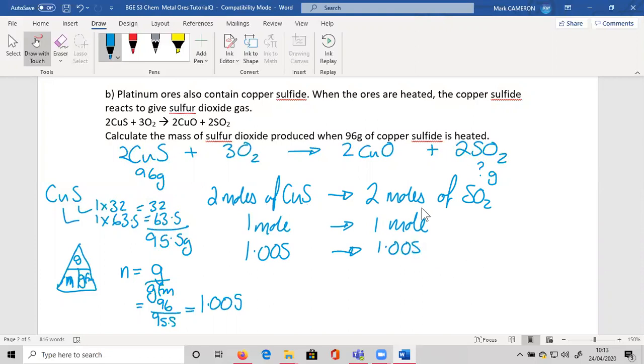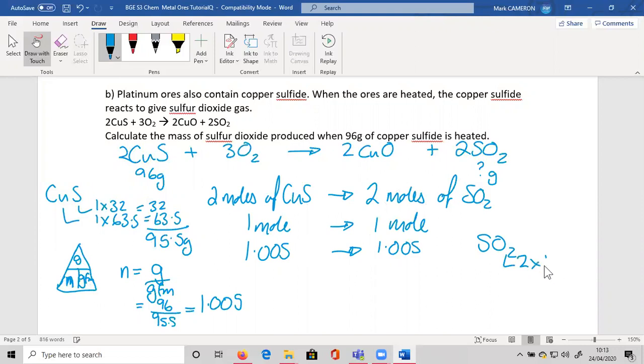We now know the number of moles, so what's the mass of that? Again, we're going to use this same triangle, but this time mass is going to be the subject, because mass is what we're trying to find out. So mass is equal to number of moles times gram formula mass. Again, you can always work out what the gram formula mass is.